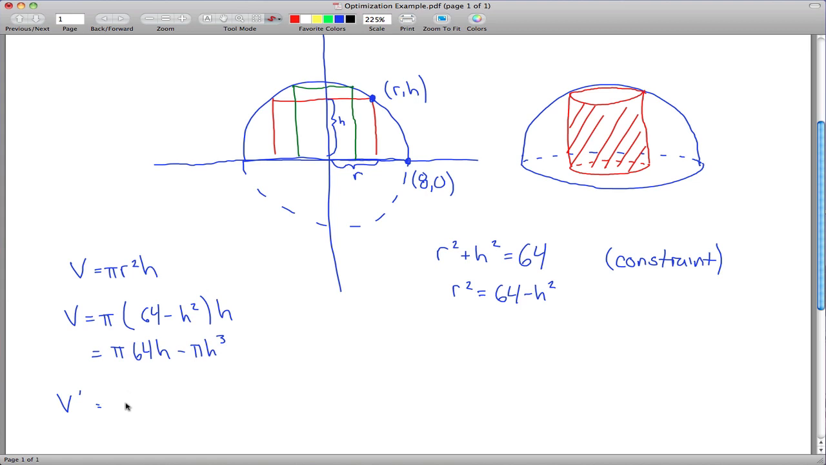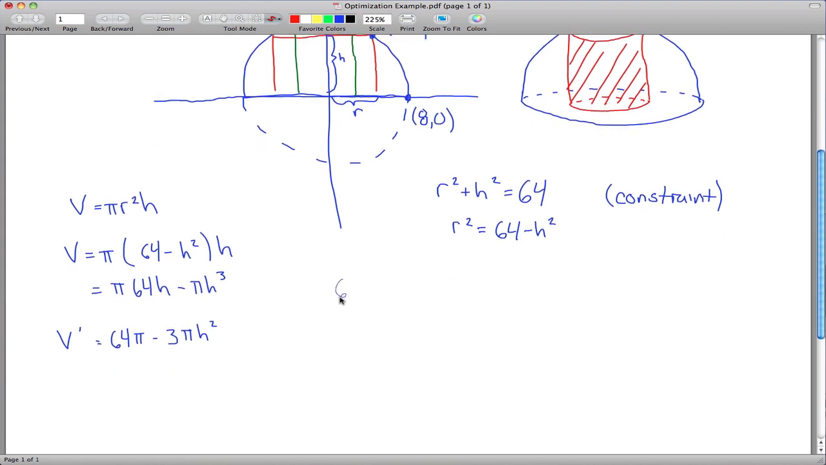The derivative of pi times 64 times h is 64 pi. And the derivative of negative pi h cubed is minus 3 pi h squared. So what we want to do is take the derivative and set it equal to 0. So we got 64 pi minus 3 pi h squared is equal to 0. And solve for h. We got a pi in both terms, so maybe we divide both sides of the equation by pi, simplify things a little bit, get to here.